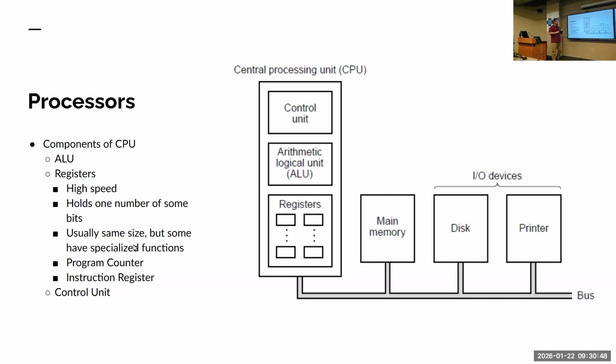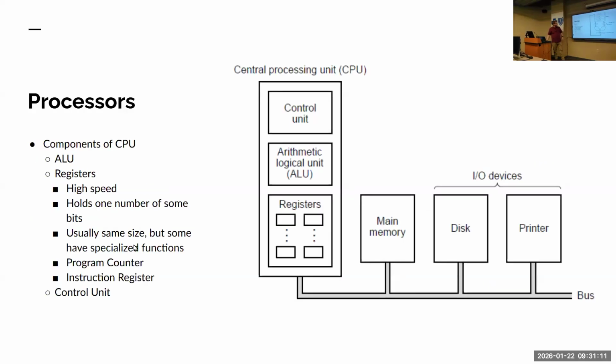Yeah, registers are almost always the same size. There are some specialty ones like the program counter and the instruction register, which we'll talk about, which aren't as large. But generally they're the same size, though some of them are reserved for special purposes. They may not be usable by a program generally, but they're used to manage the CPU and the transfer of the data.